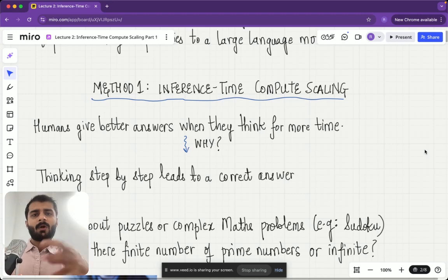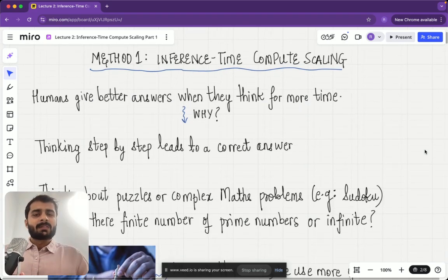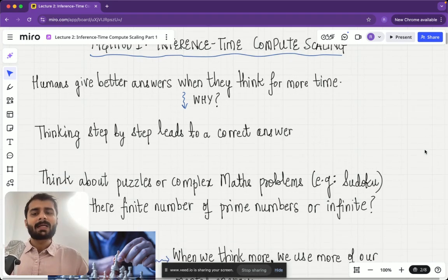All of us are humans, and we know that we tend to give better answers when we think about the answer for more time. Remember, when you're writing an exam, sometimes you are stuck in a question because it involves layers of thoughts. Only after you spend enough time on that problem are you able to answer the question correctly. Some other examples of these type of problems where more thinking is required is complex maths problems or even puzzles like Sudoku. I'm sure all of us have played some kind of crossword puzzles which appear in newspapers.